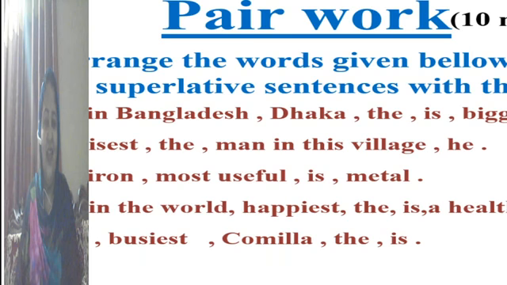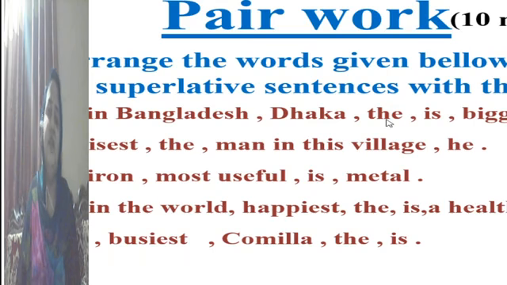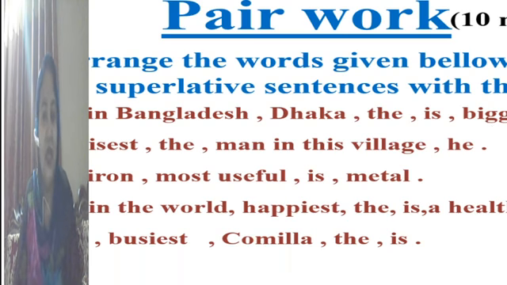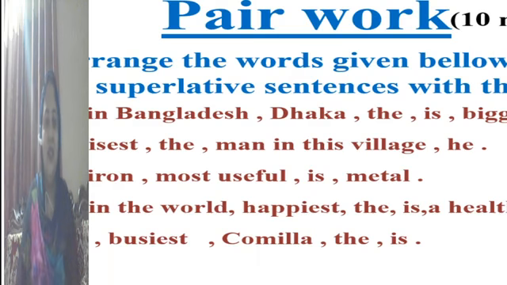Okay. Now, the first one. Here the subject is Dhaka, and then the verb is, and then the sign of superlative degree, the. So, Dhaka is the, and then the superlative adjective, biggest. Dhaka is the biggest, then the extension, city in Bangladesh. I think this sentence clearly matches your answer. Then, here is number 2.